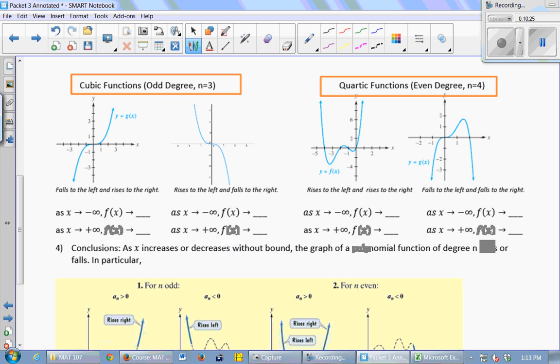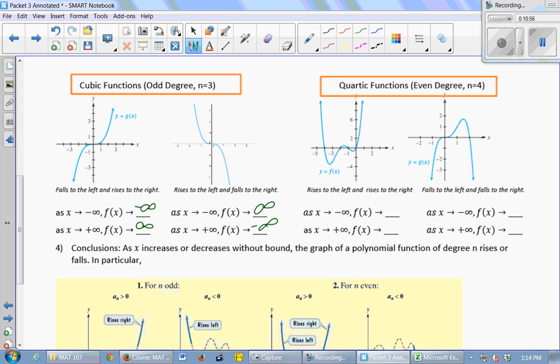And then here's a cubic. Just a random graph of an odd degree, of a third degree polynomial. As x approaches negative infinity, as I move to the left, what's happening to the y value of this graph? Negative infinity. And as I move to the right, it goes to positive infinity. And then it switches, right? For this picture on the right, it rises to the left, which means it goes to infinity, and falls to the right, goes to negative infinity.